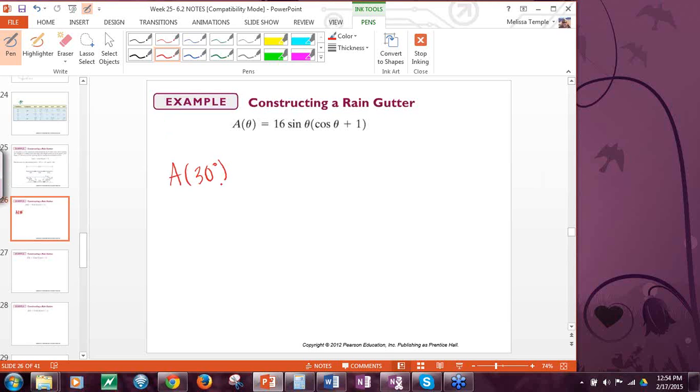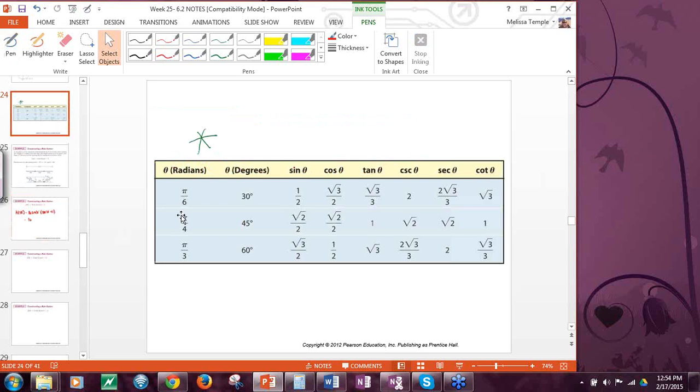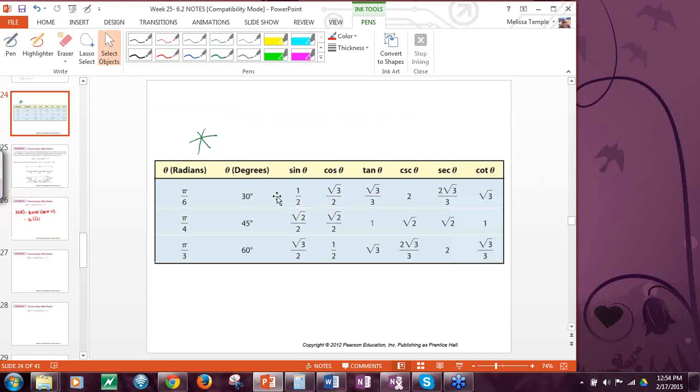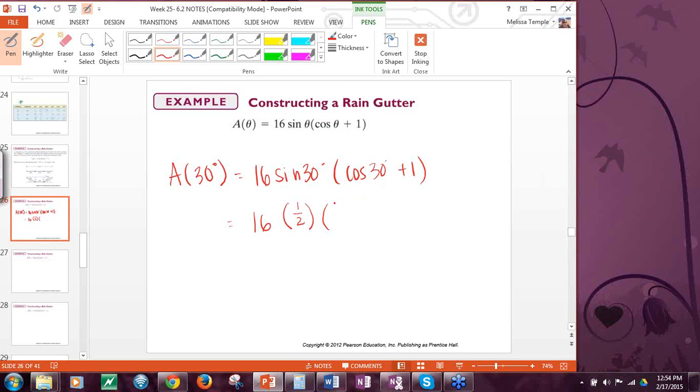So we're finding the area of a 30-degree angle. That means I'm going to replace all of my thetas with 30 degrees. So 16 times sine of 30 degrees times cosine of 30 degrees plus 1. Now we know what sine of 30 degrees and cosine of 30 degrees are. Let's come back to my chart. At 30 degrees, sine is 1/2, so I'm going to replace sine of 30 with 1/2. Times cosine of 30, again go back up to your chart. At 30 degrees, cosine is the square root of 3 over 2. So I'm going to replace cosine of 30 with the square root of 3 over 2, and then plus 1.